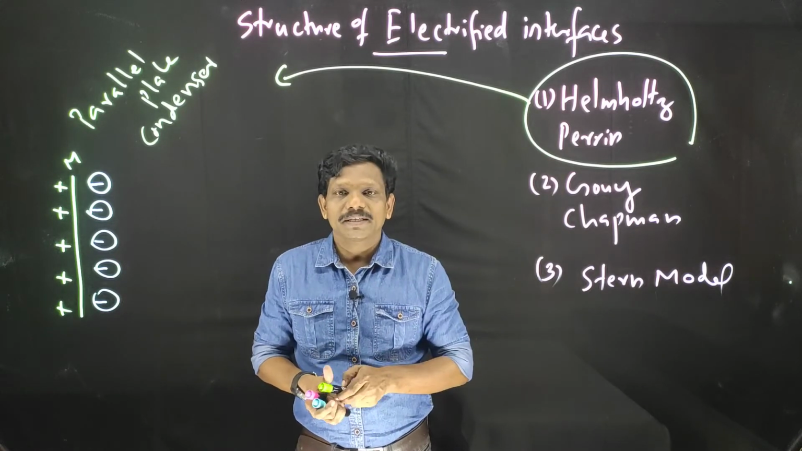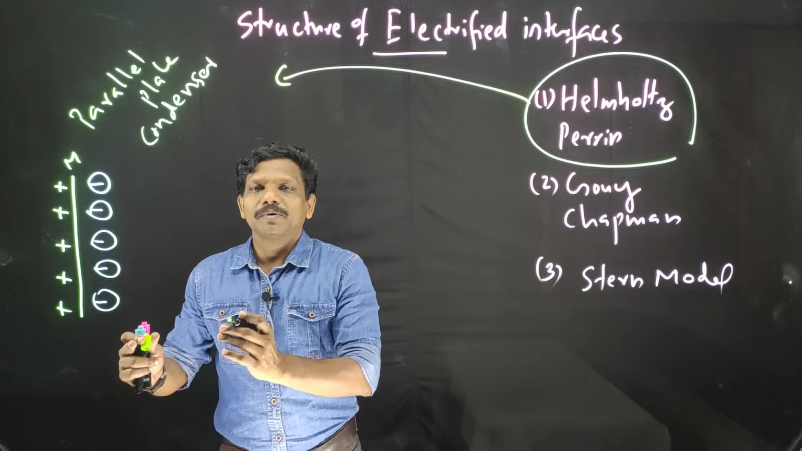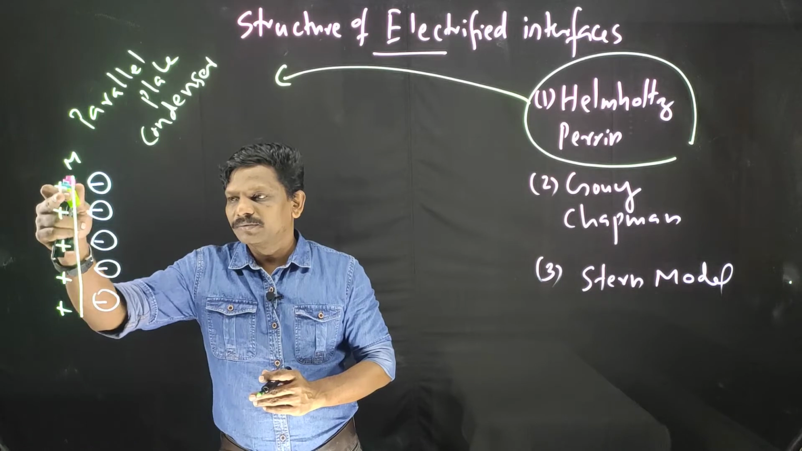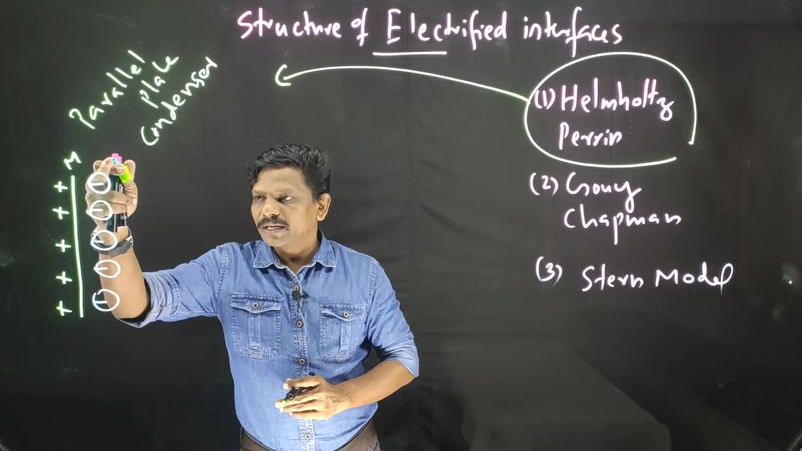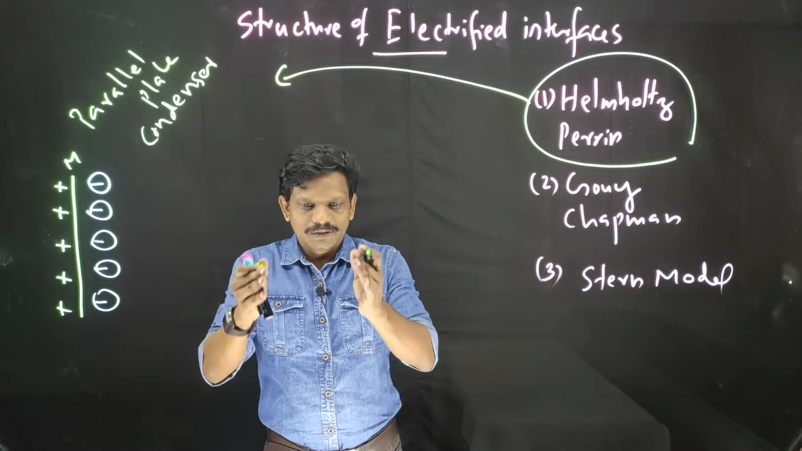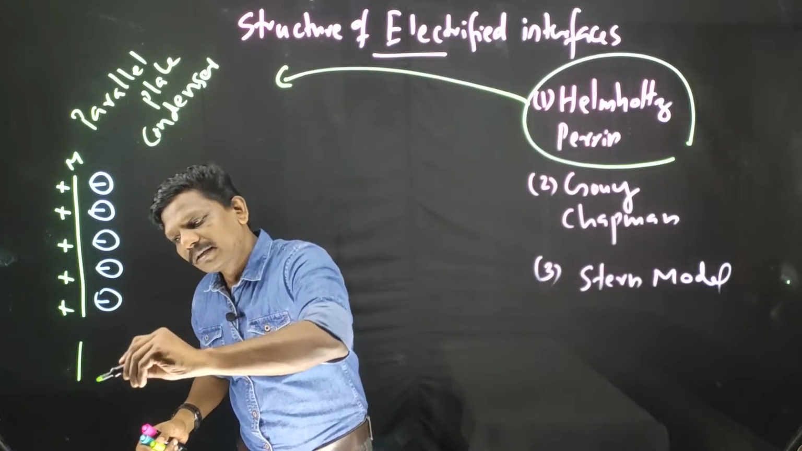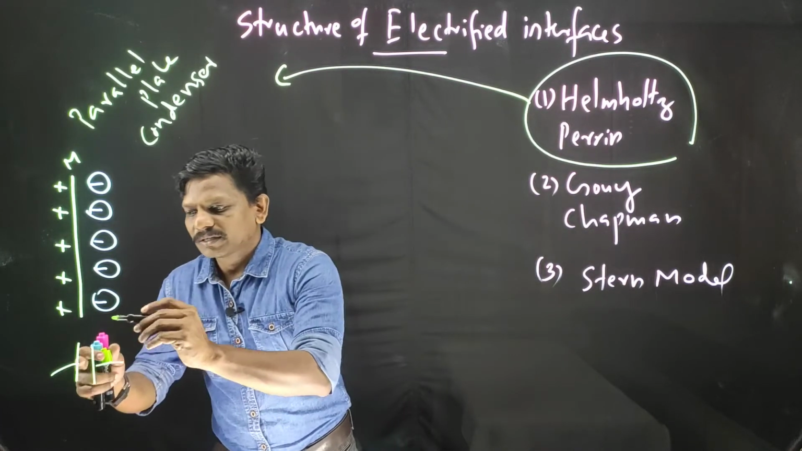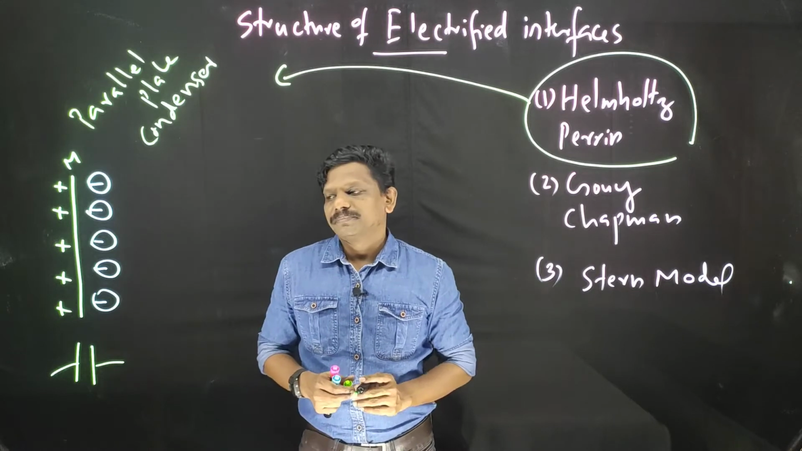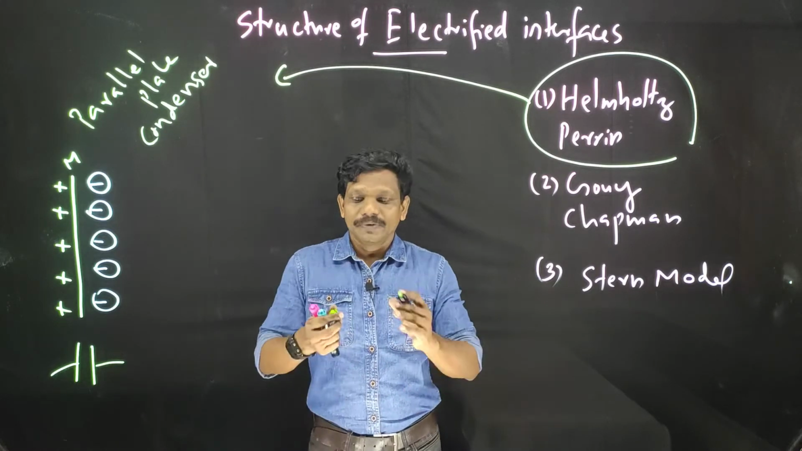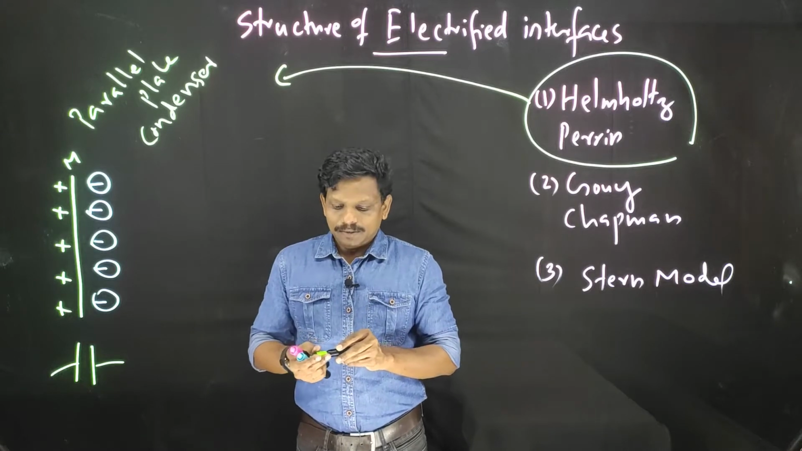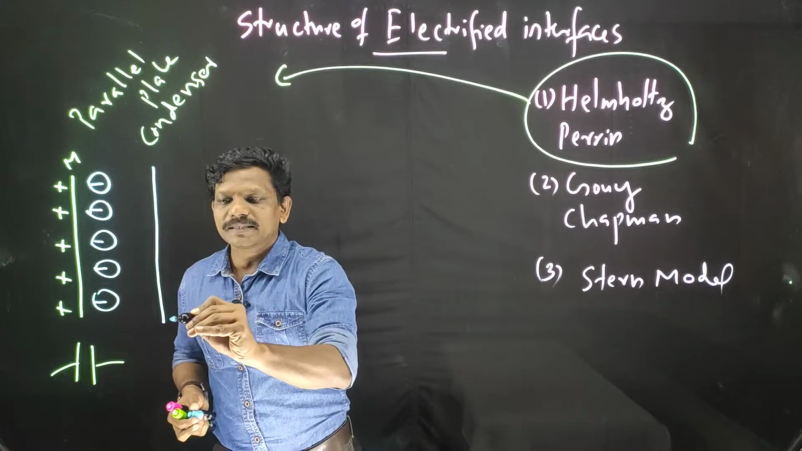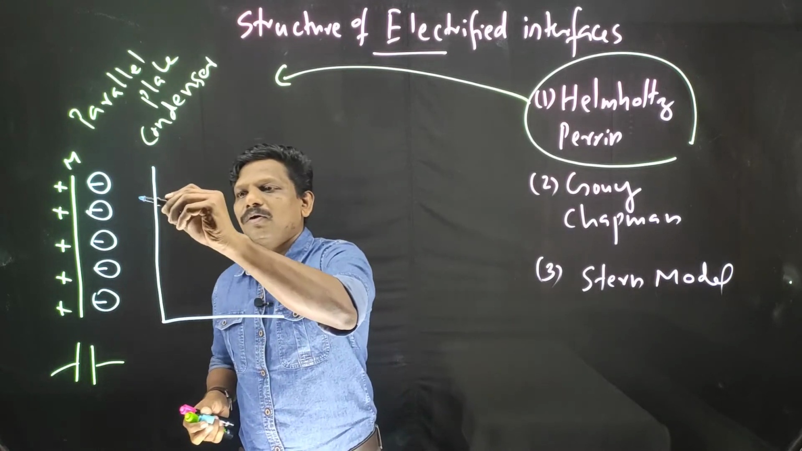It's actually a rigid model. The Helmholtz-Perrin model is a rigid model. What do you mean by a rigid model? Rigid model means you can see the clear-cut positive charge in a line, and also the negative charge in a line. It is just like a capacitor, one charge here and another charge here. That is why it is known as a very rigid model. Suppose you draw a potential distance graph of this model.